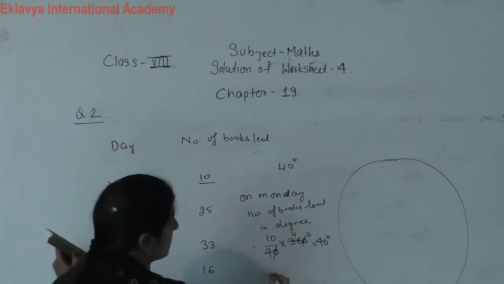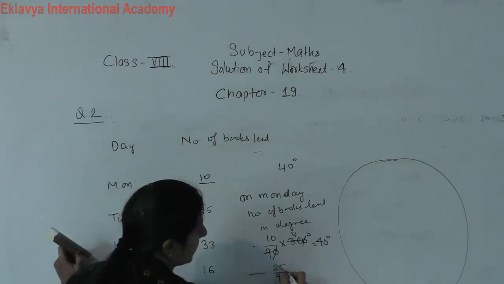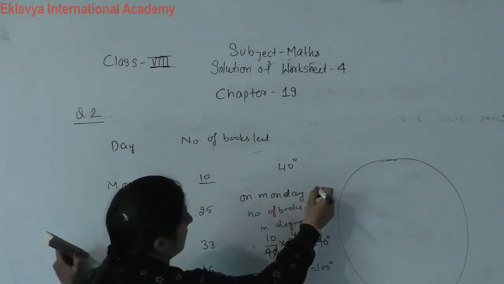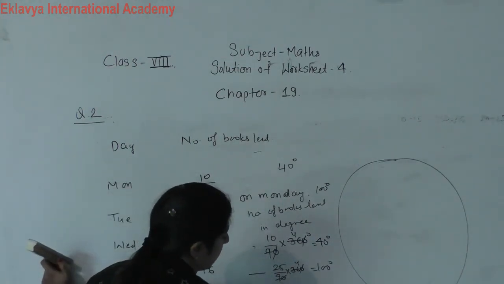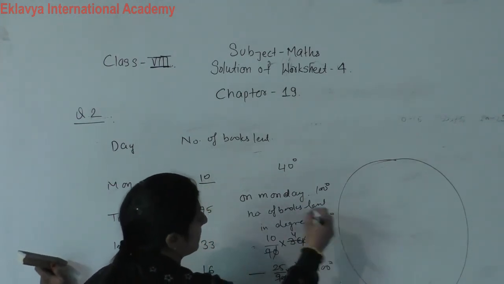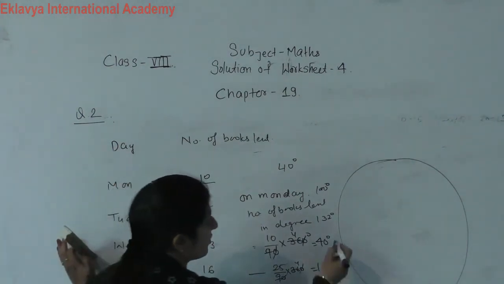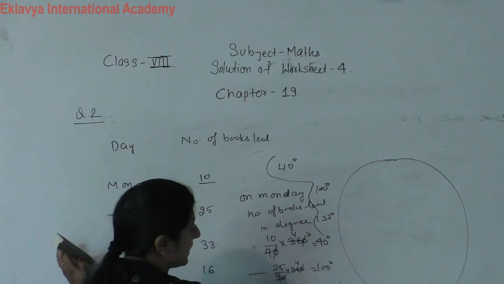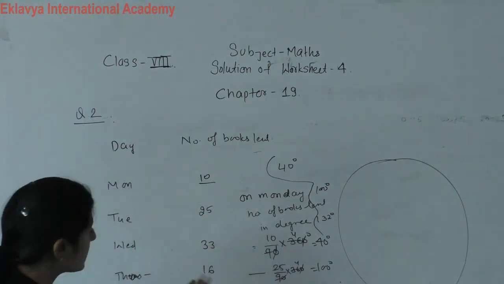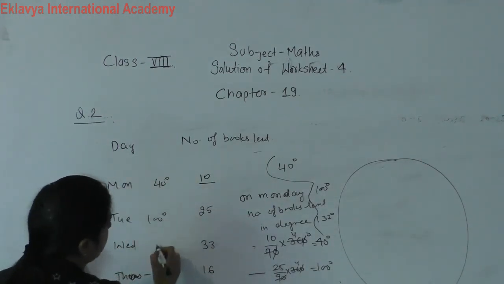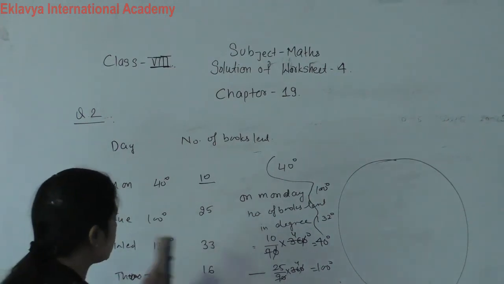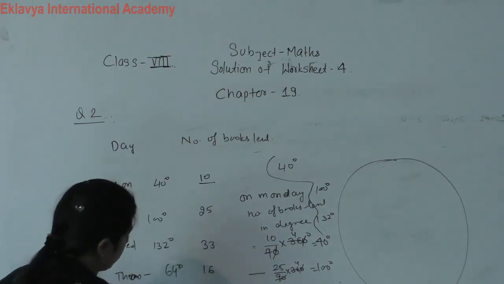Find the same thing like this. On Tuesday, 25 by 90 into 360 becomes 100 degrees. Then 33 divided by 90 into 360 is 132 degrees. Next, 16: you can see easily that just multiply by 4. 16 fours are 64. So it means there is 40 degrees, 100 degrees, 132 degrees, 64 degrees, and 6 fours are 24 degrees.